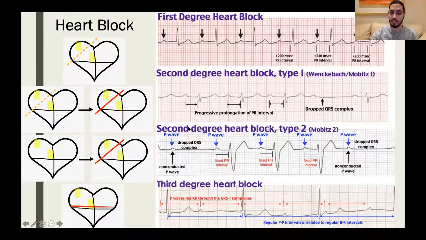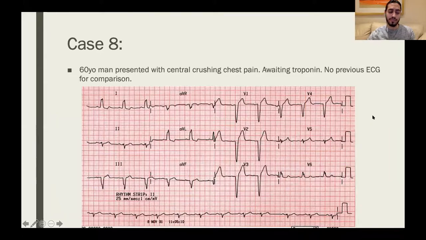These two things, second degree Mobitz 2 and third degree, require pacemakers, okay? And they're very dangerous, and could lead to further syncope. Hope that clarifies heart block a bit. And just for the sake of time, we'll move on.